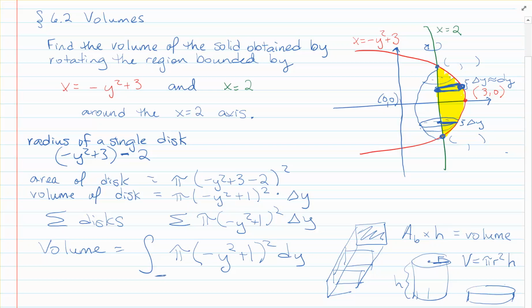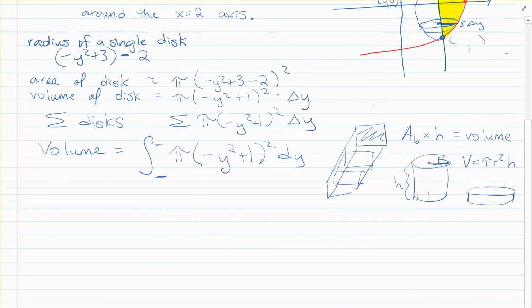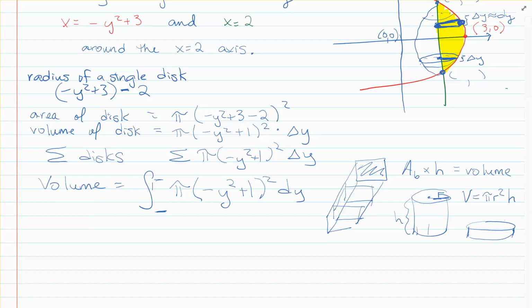Okay, so let's go back and figure out what our bounds of integration are. For that I need to know, in this picture, the y values range from what to what. I want to know, where does the red curve intersect the green line? So the green line is x equals 1. The red curve is x equals negative y squared plus 3. I want to know what these have in common.